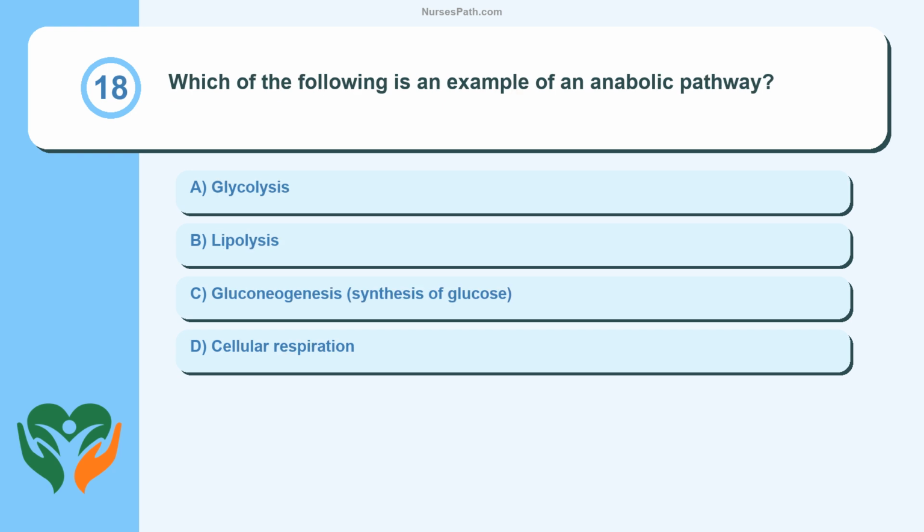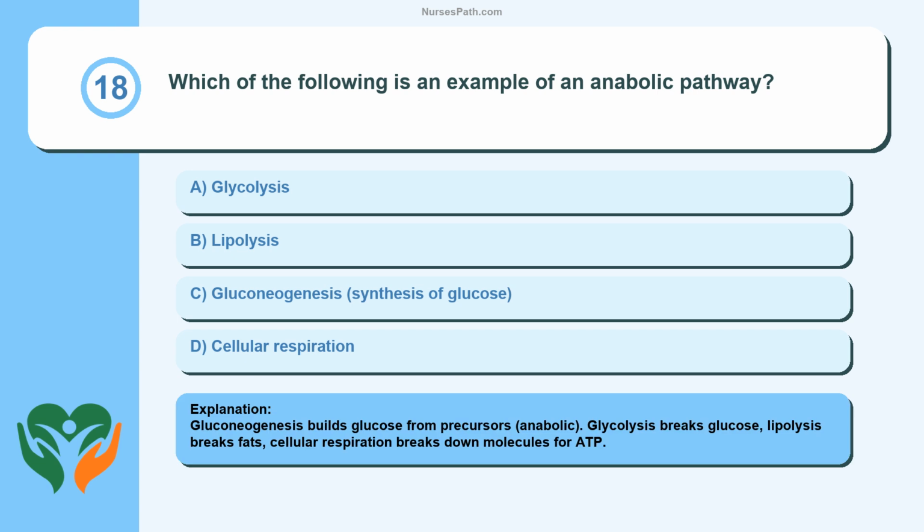Question 18. Which of the following is an example of an anabolic pathway? Glycolysis, lipolysis, gluconeogenesis, synthesis of glucose, cellular respiration. Gluconeogenesis builds glucose from precursors, so it is anabolic. Glycolysis breaks down glucose, lipolysis breaks down fats, cellular respiration breaks down molecules for ATP.